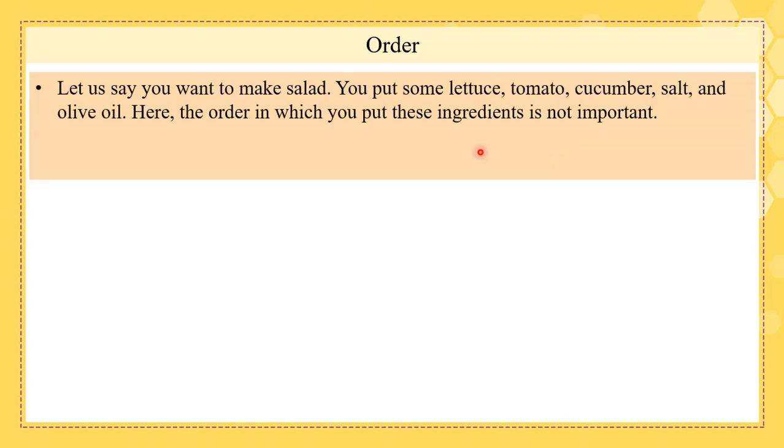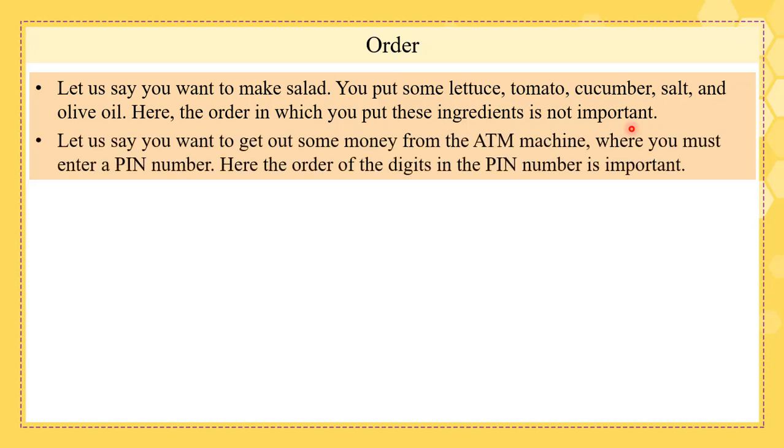Now, let's see the order. Well, let's say we want to make salad and we want to put lettuce, tomato, cucumber, salt, and olive oil all together. In this case, the order in which you put these ingredients is not important. So there is no difference in the order of these ingredients. If we put lettuce then tomato, it would be the same as putting tomato then lettuce.